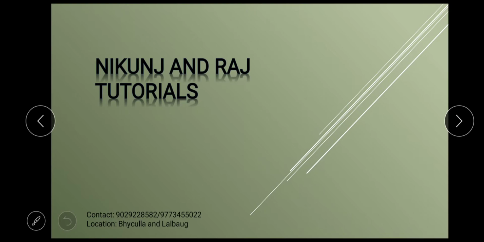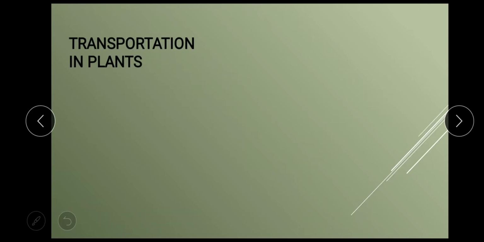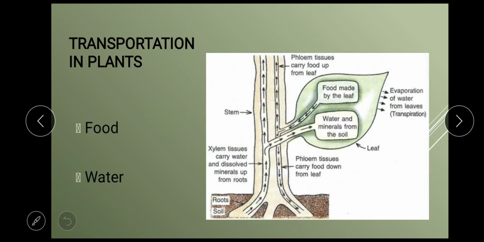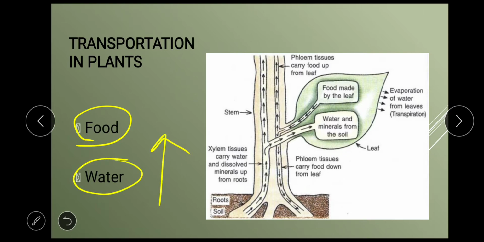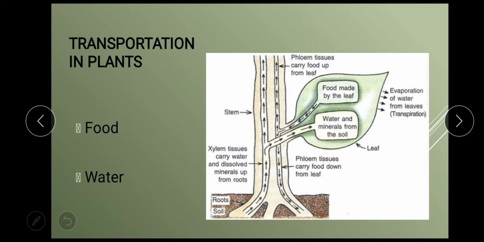Now, we'll continue today with the chapter Biology, Transportation in Plants. Okay. In this chapter, we study two main components: the food and water. How water is transmitted in the upward direction and food is transmitted in the downward direction. Here you can see food is made in leaves. Water and minerals come from the soil. Okay, so this was the fundamental part of the chapter.